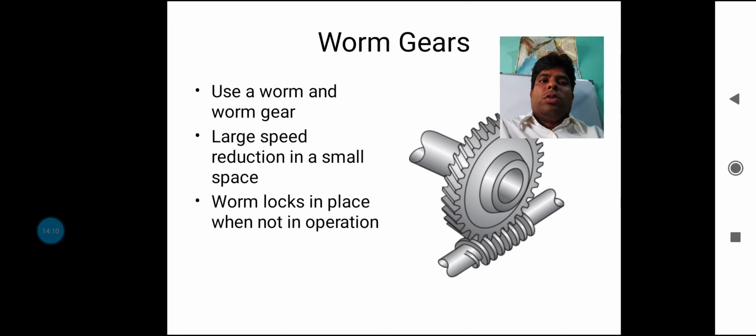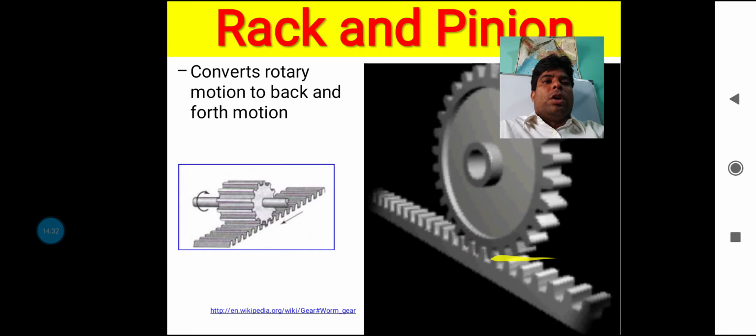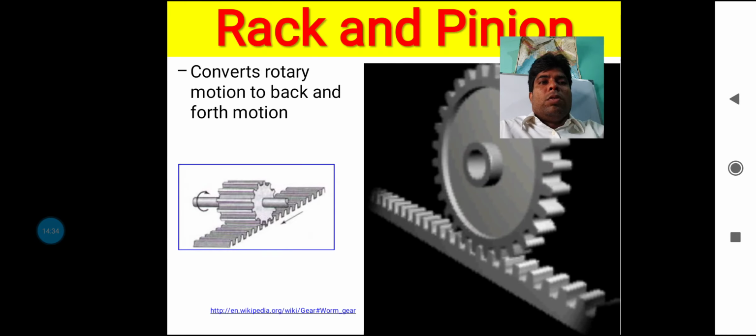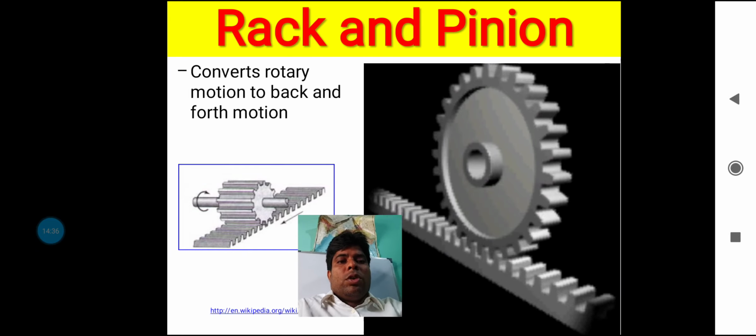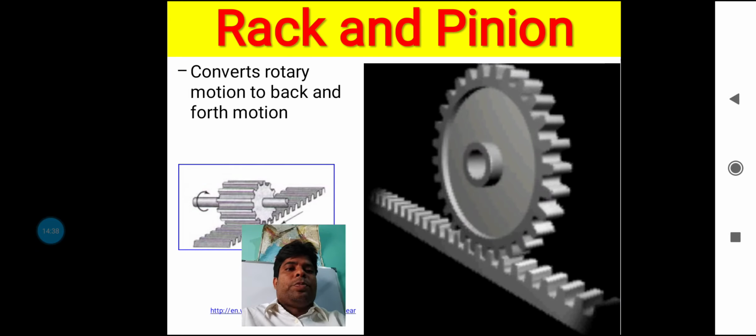And it is actually used for a worm and worm wheel, for large speed reduction in small spaces. And the worm locks in place when not in operation. That means if it is in running conditions, no locking portion is there.